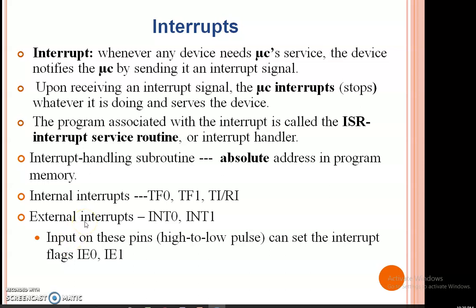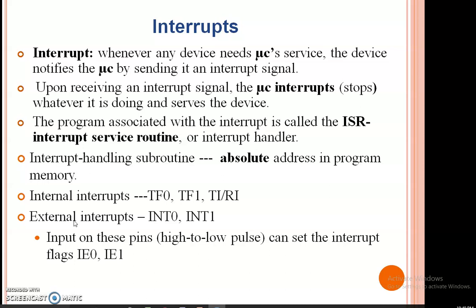Whenever an interrupt signal comes to the 8051 microcontroller, it has to stop its current program execution, receive the interrupt signal, and serve that interrupt. Whenever the 8051 receives an interrupt, it has to execute one routine that is called the interrupt service routine. According to the interrupt type, it will open one function called the interrupt service routine, and it executes it. So this is called the interrupt handler.